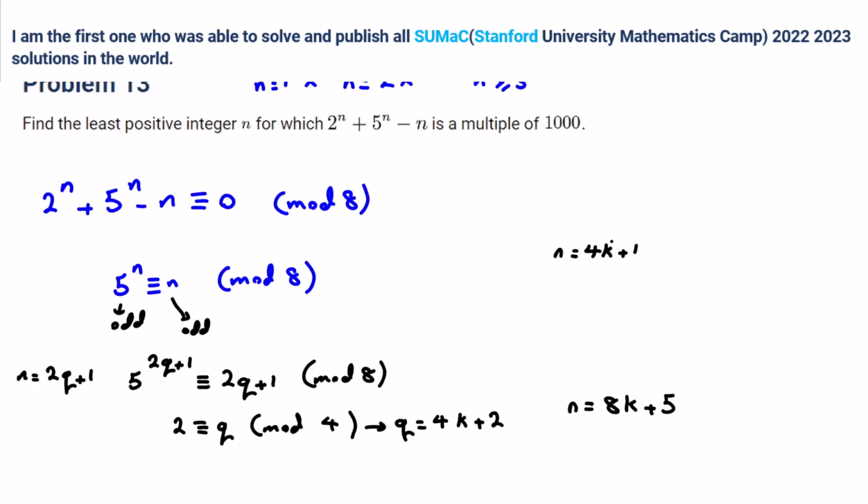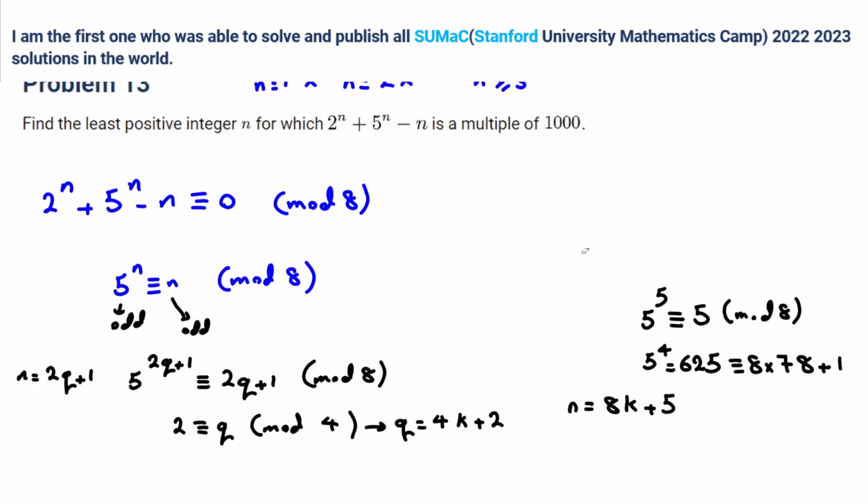And we can check to make sure. By my solution, 5^5 should be 5 mod 8, right? Yeah. So 5^4 is 625. 625 mod 8 is what? 7 times 8 is 56, 8 times 8 is 64, plus 1. So 5^4 is 1, so it's equivalent that 5^5 is 5. Understood? Yeah. Okay, so it is our first result.